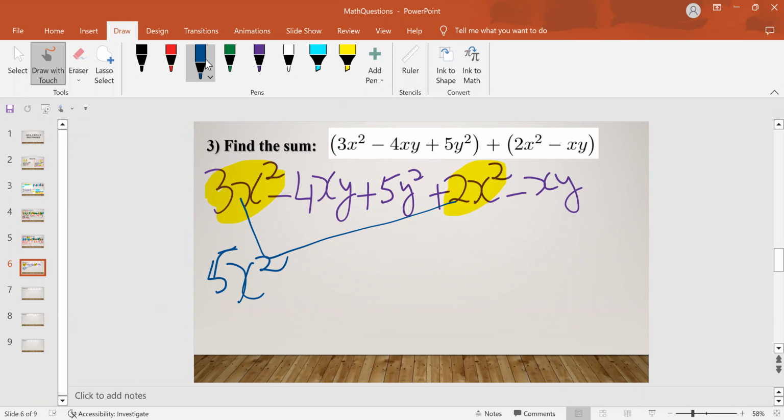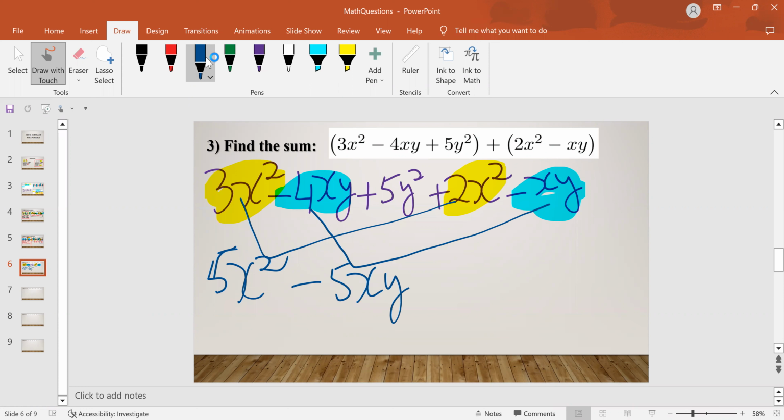Okay, we continue. We have negative 4xy. We have a negative xy. Now again, if you combine negative 4xy to negative xy, this is negative 5xy. Okay, and the last thing here is positive 5y to the second power.